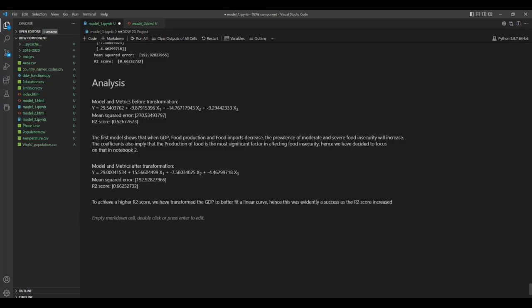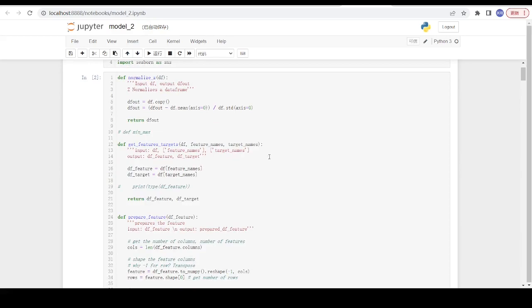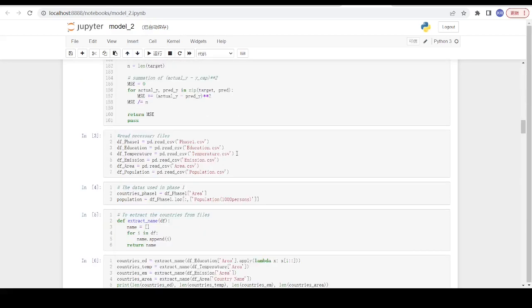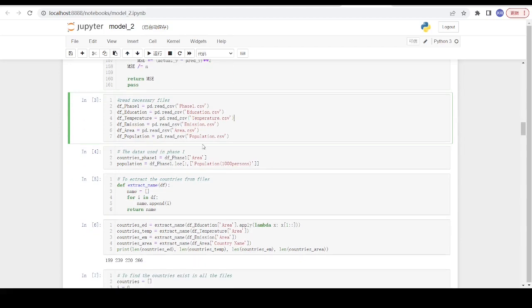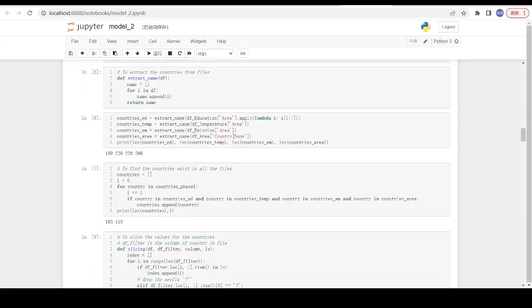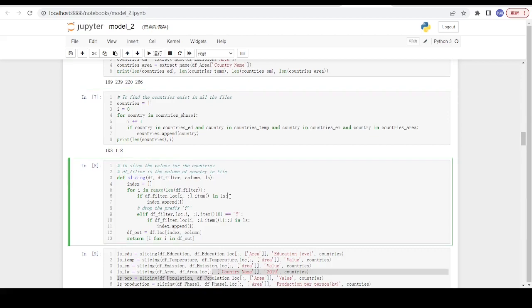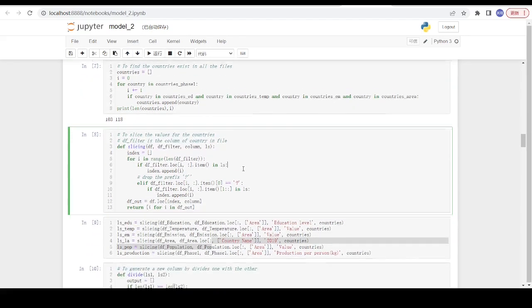Thank you. In our first model, we found out that production is the most important factor affecting food security. In phase 2, we will introduce which factors affect the production. The variables we choose are education, temperature, emission, area, and population. At first, we read all the necessary files and download the countries used in phase 1. And then we extract the countries' names and find the same countries in all of the files.